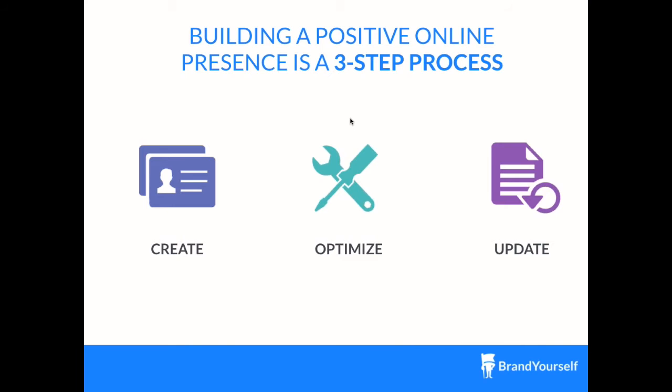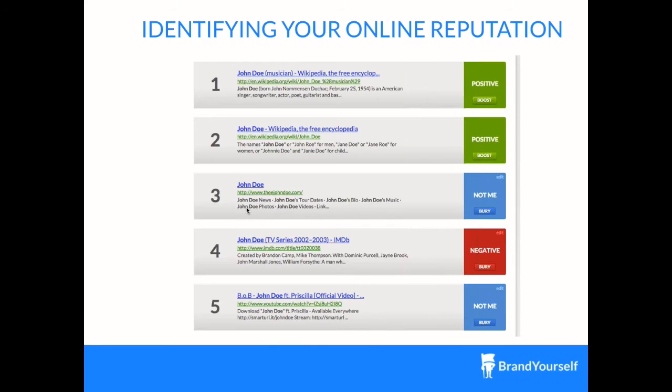We discussed how building a positive online presence and building your online reputation is really a three-step process. First, you need to create high-quality websites and profiles. You need to optimize them so that they will rank well in Google. And then you need to continuously update them over time. So last week, we focused on the create portion.